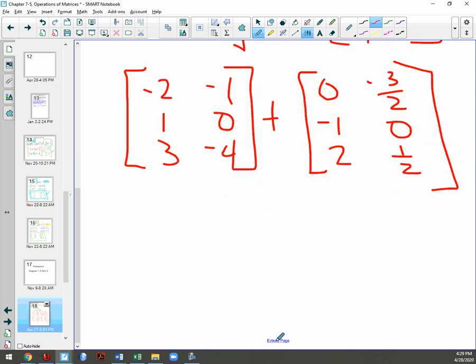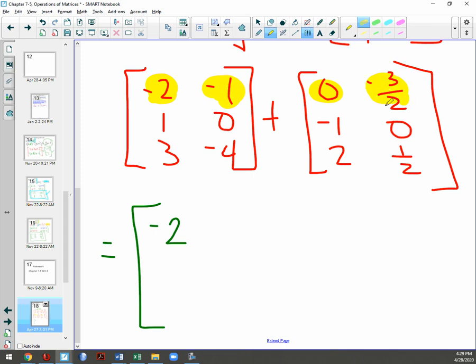So now I can go ahead and simply add the corresponding elements in each matrix together. If I do that, I'm going to have -2 and 0, which is going to give me -2. Then I'm going to take -1 and -3 over 2. Use your calculator if you need to. I actually 100% suggest it. It'll make life so much easier for you. So -1 is -2 over 2, which gives me -5 over 2.